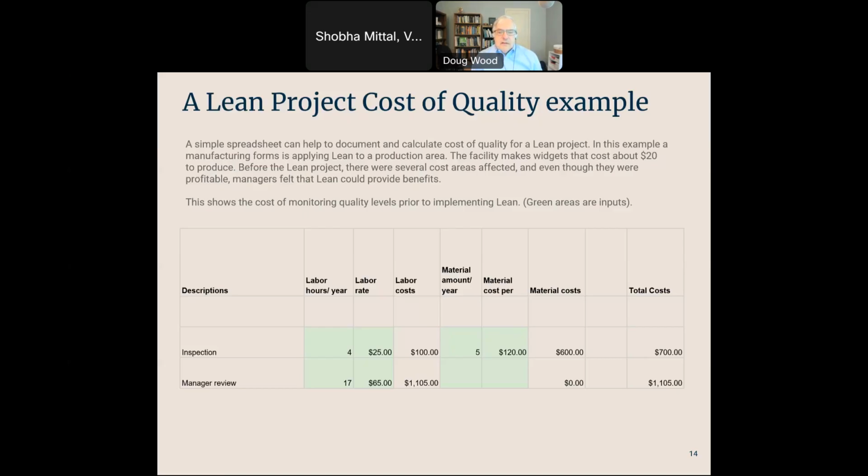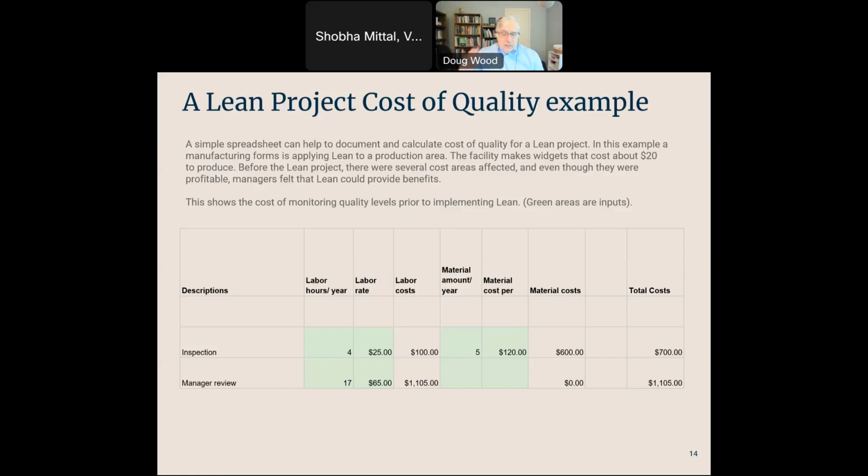$25 is the labor rate. Notice, for manager review, whenever something goes wrong, the managers get involved, and then they have a meeting. And, of course, managers are paid more than inspectors, so they're at $65 an hour. We also have some material losses that happen during inspection. We lose 5 items every time we do this, and that's $120 because it's $20 a piece. So our total costs for inspection are $700, and our manager review is $1,105.